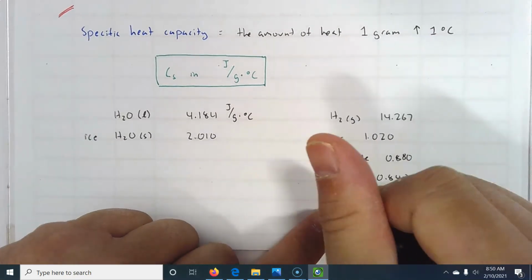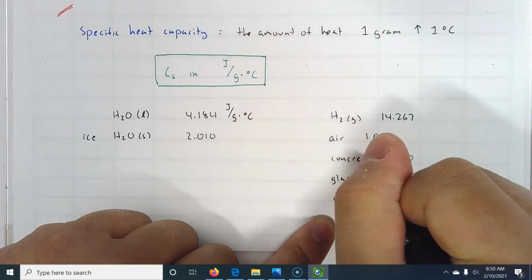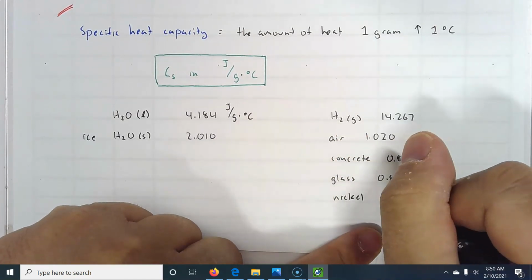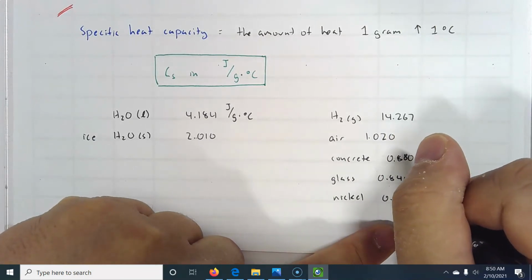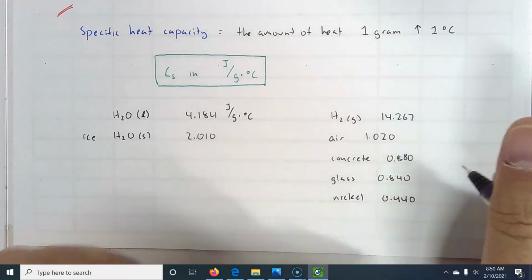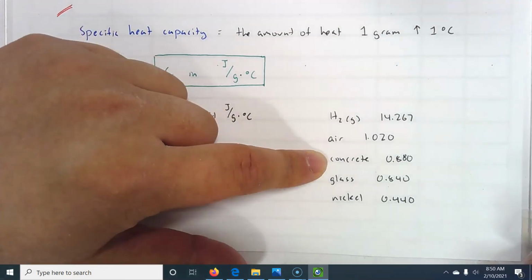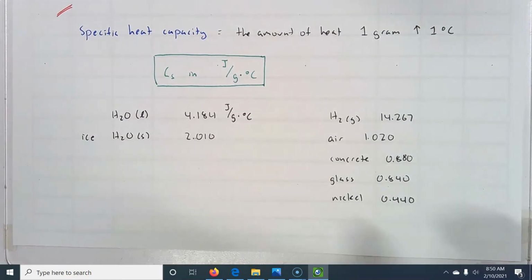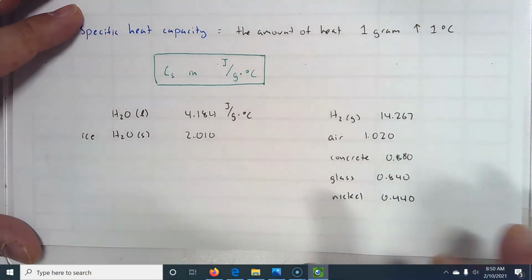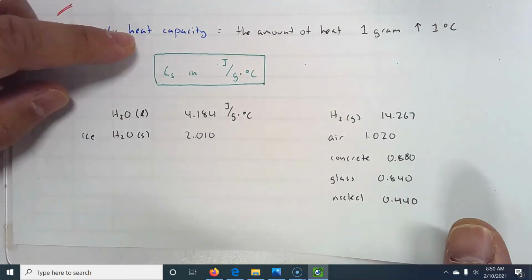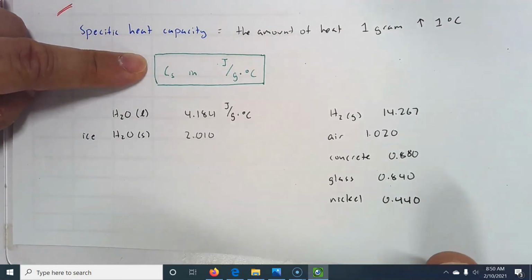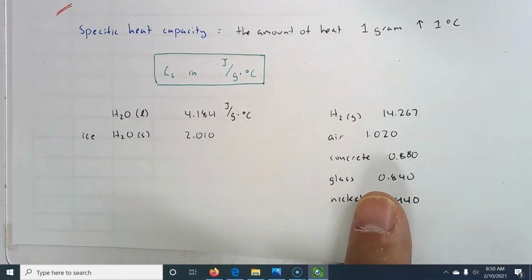Let's take one more. Let's take a metal. Let's take nickel. And that's very low. So metals feel hotter faster with the same amount of heat added as if you added the same heat to water or the same heat to concrete. So that's why for me it's important to jot down a couple of values when you're introduced to a new term or introduced to a new table.